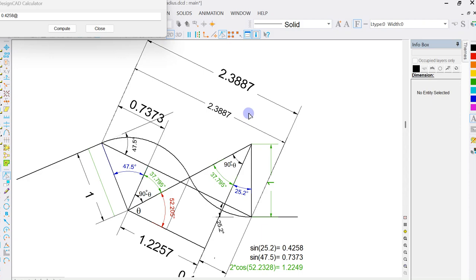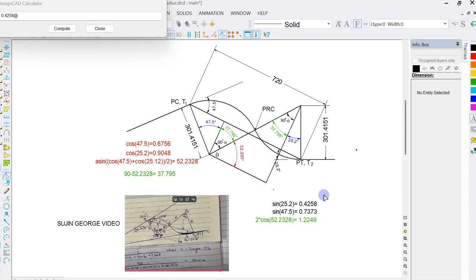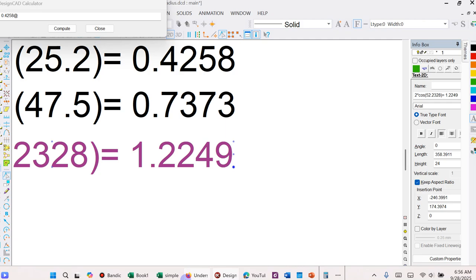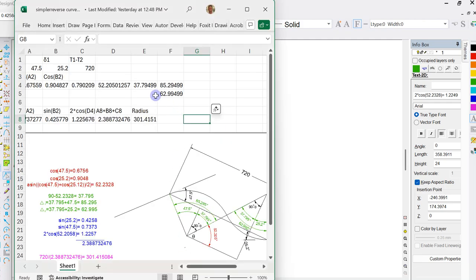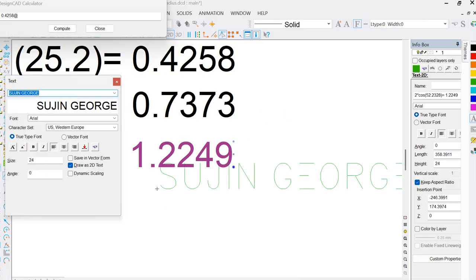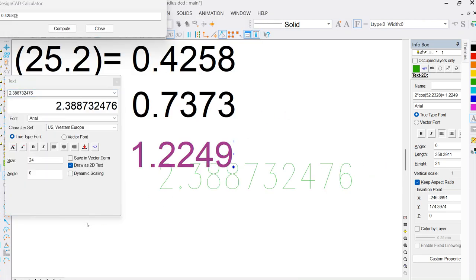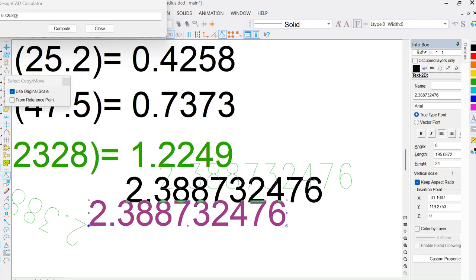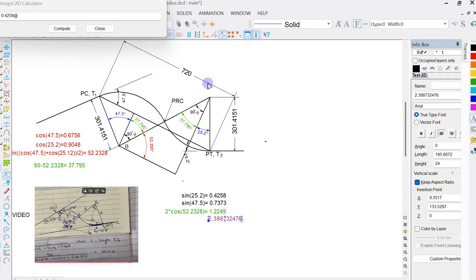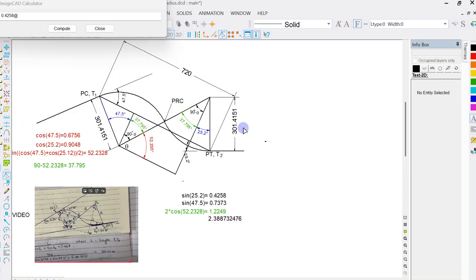So let's go up there, Control W. This 2.38 won't change. I don't know why I didn't write that down there. So let's do that. 2.3, let's go over here. Did I write it down? Yeah. Control C. Control V. And then what you do is you divide the 720 by that number, and you'll end up with 301.4151.